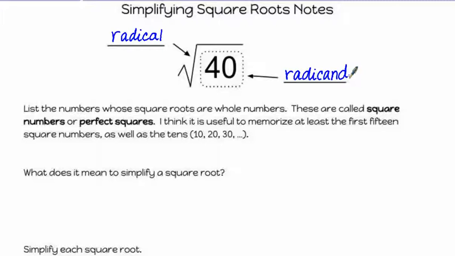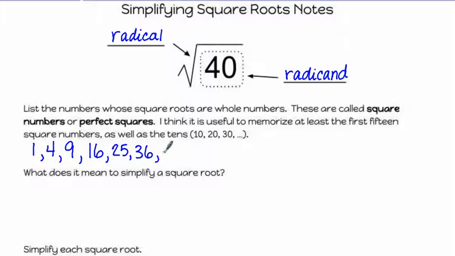So it is useful in simplifying square roots to note which numbers have nice whole number square root values. Which radicands have a whole number square root. Those are what we refer to as perfect squares or square numbers. Those perfect squares are numbers that are created by taking some other number times itself. For example, 1 times 1 is 1. And 2 times 2 is 4. 3 times 3 is 9. 4 times 4 is 16, and so on.